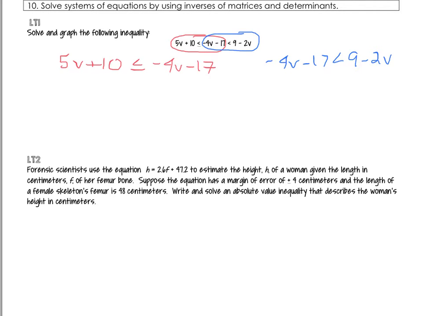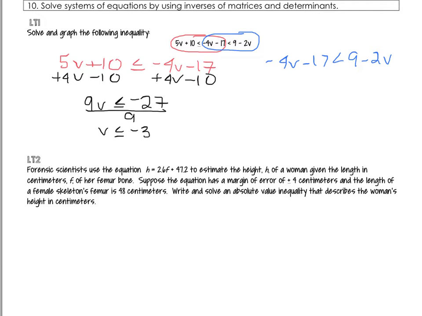So over here, I'm going to take away 10 from both sides, and I'm going to add 4v onto both sides. So we have 9v is less than or equal to negative 27. Lastly, I'm going to divide both sides by 9. So v is less than or equal to negative 3.